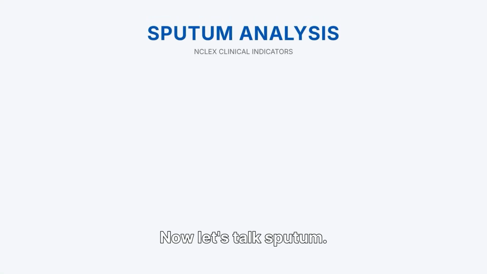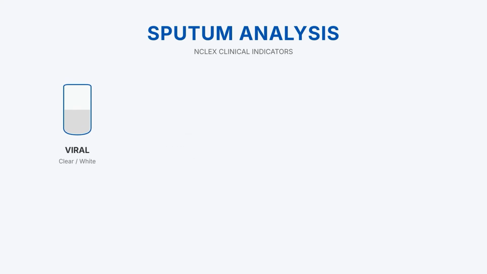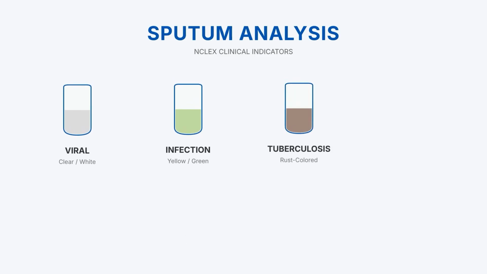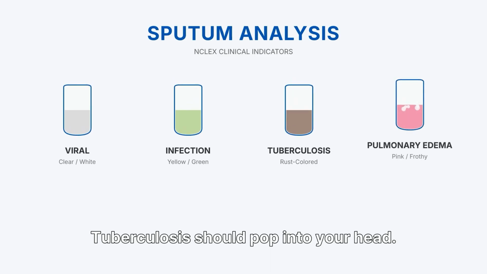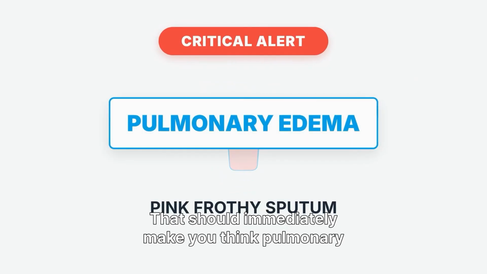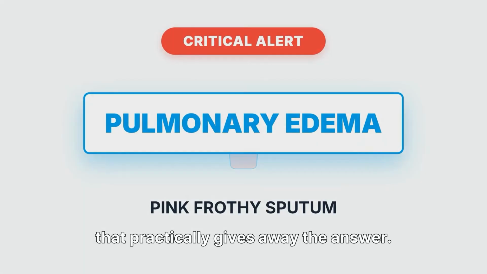Now let's talk sputum, because NCLEX loves sputum. Clear or white sputum? Often viral. Yellow or green? Think infection. Rust-colored sputum? Tuberculosis should pop into your head. Pink frothy sputum? That should immediately make you think pulmonary edema. And that is one of those clues that practically gives away the answer.